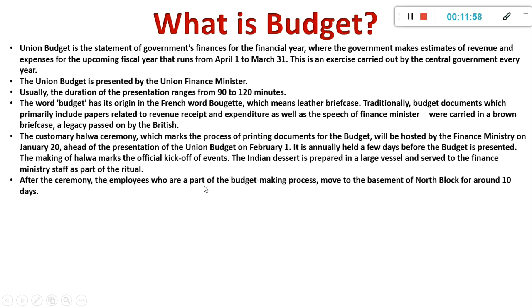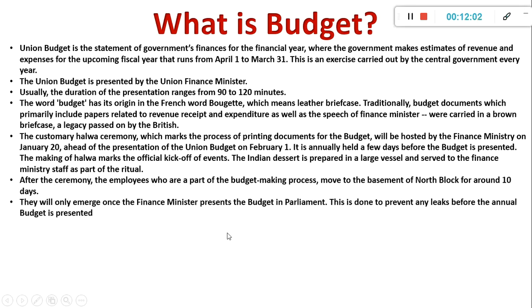After the ceremony, the employees who are part of the budget making process move to the basement of North Block for around 10 days. They will emerge only when the finance minister's speech is there, on February 1st. This is done to prevent any leakages before the annual budget is presented. Actually, in 1950 a leakage happened, and after this it became much stricter.